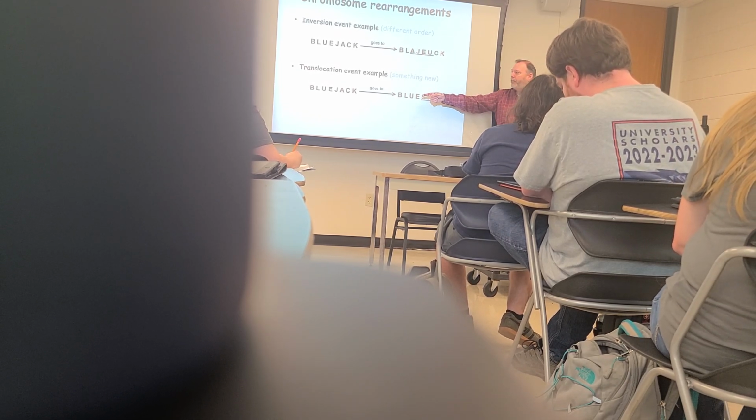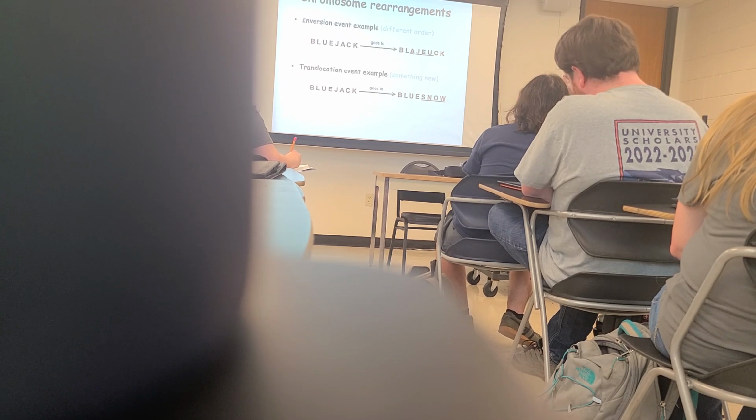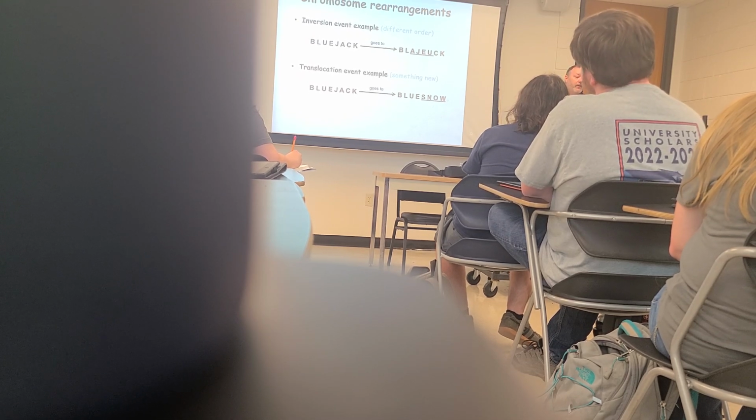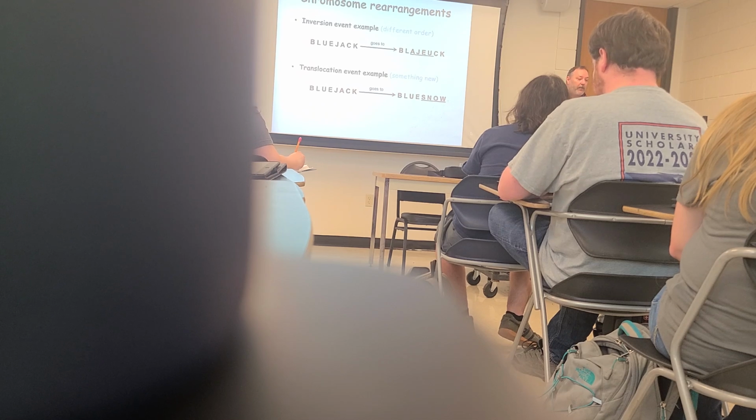The idea that I want you to think about whenever we see new letters come into play is that it's going to indicate a translocation event. We see here we get letters that are not in the previous word at all, indicating that we got something from a different chromosome entirely. And this probably represents a reciprocal translocation event because the Jack went somewhere else. But if we just added a snow to the end, called Blue Jack Snow, that would still be an example of a translocation event. We're not getting extra letters, we're getting new letters.